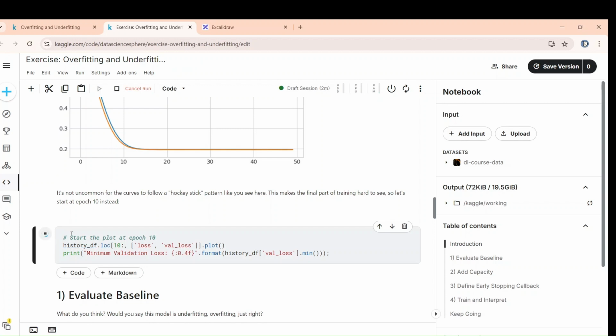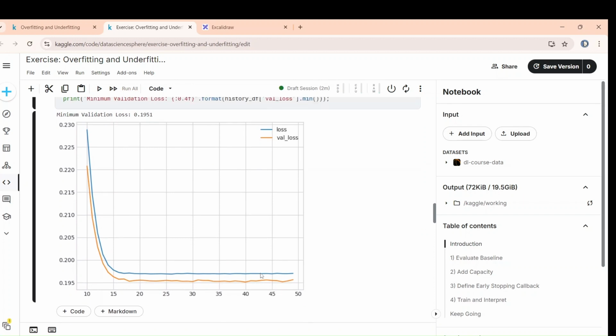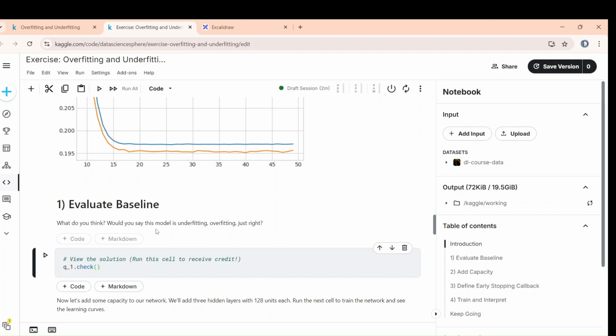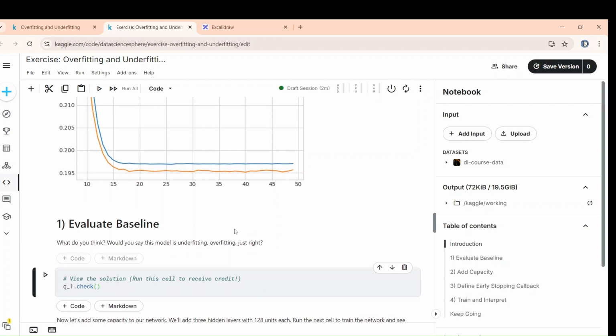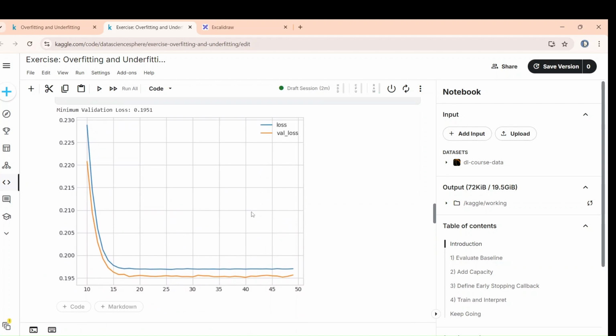Now let me run this. See what happens. Now you can visualize. This is the loss. This is the validation loss. Okay. Now evaluate the baseline. What do you think? Is this underfitting or overfitting? Think. Okay. Before you see, you just pause it and think.